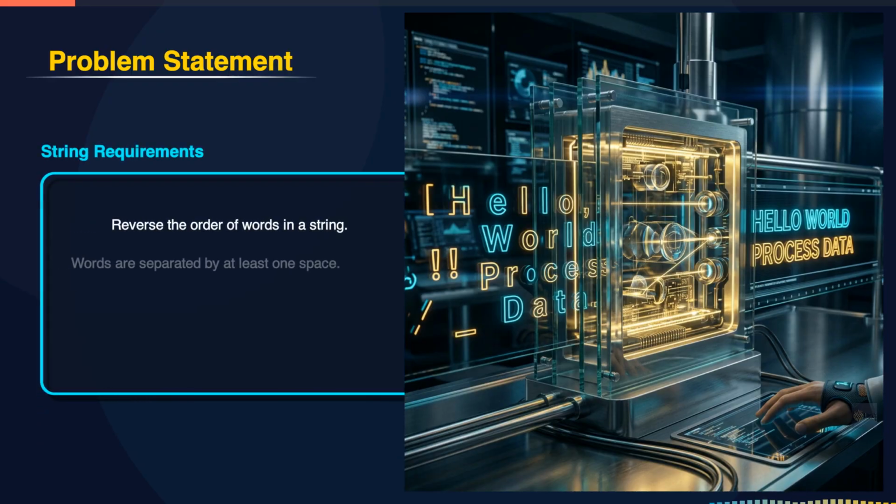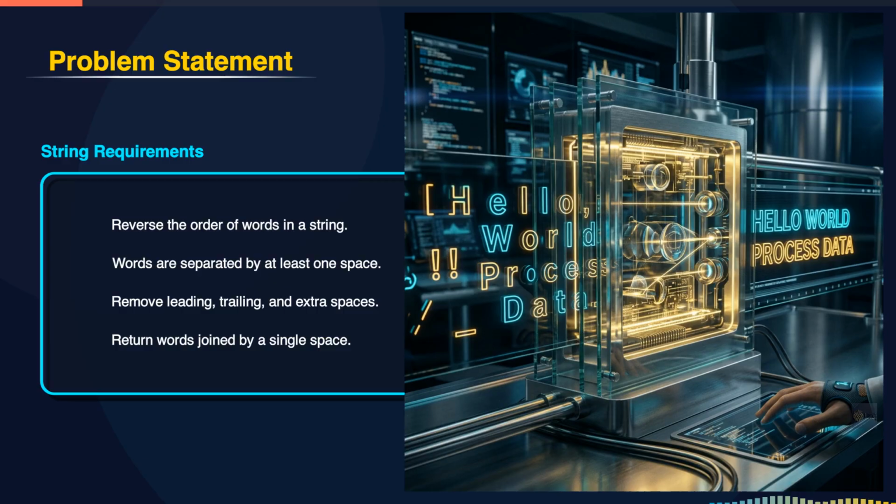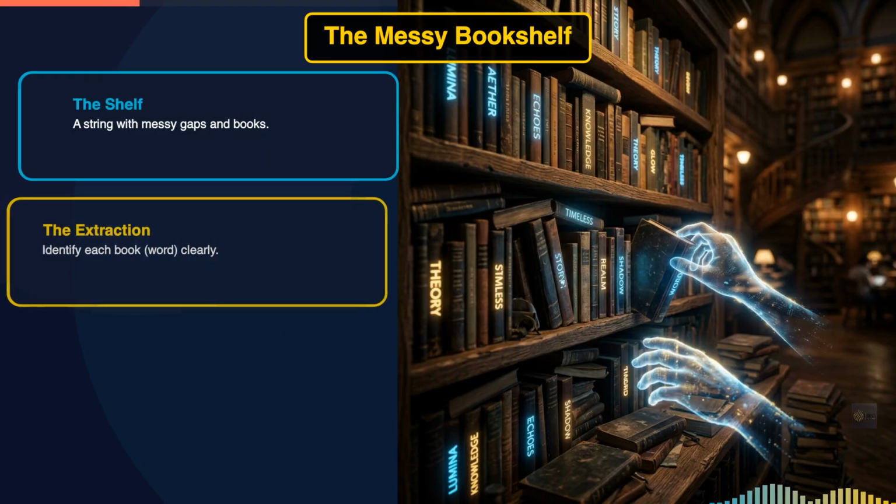Our task is to take an input string and reverse the order of its words. But here is the catch: the input can have leading spaces, trailing spaces, and even multiple spaces between words. We need to return a clean string with the words in reverse order, separated by exactly one single space. No extra padding allowed. Think of it like a messy bookshelf.